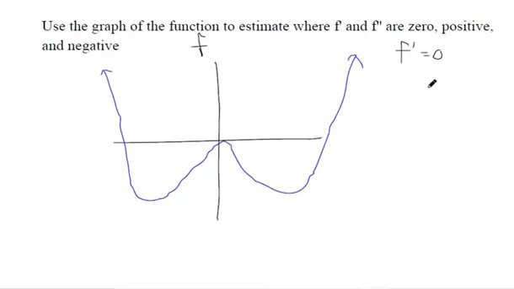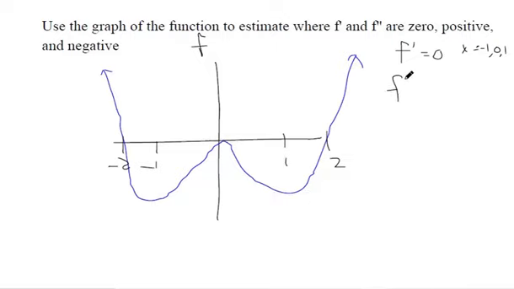Where is the first derivative 0? Remember, the first derivative are the tangent lines. So where are the slopes 0? I didn't put any numbers on here, so let's just say this is negative 1, negative 2. This is 1, this is 2. Okay, so where is the first derivative 0? Well, it's 0 right here because the slope right there is horizontal. So at x equals negative 1, at x equals 0, and x equals 1, that's where the slopes are 0, right, where they're horizontal.